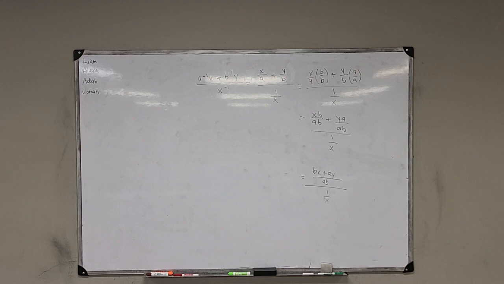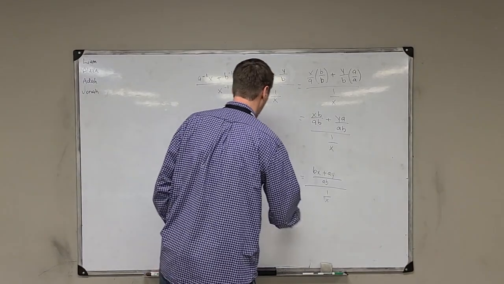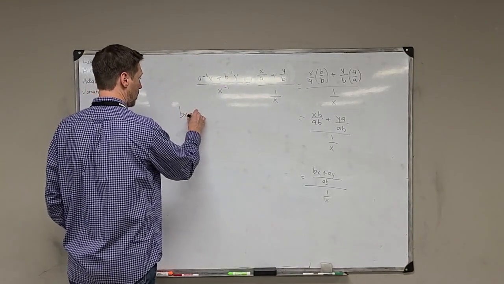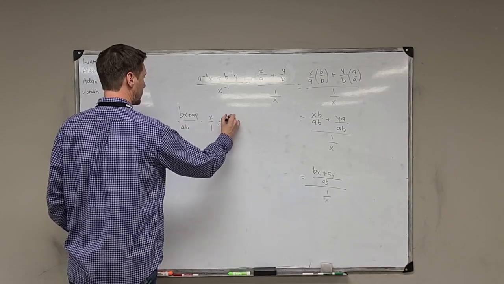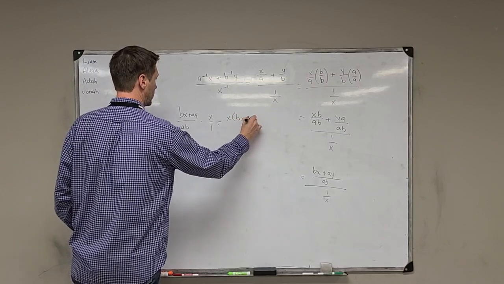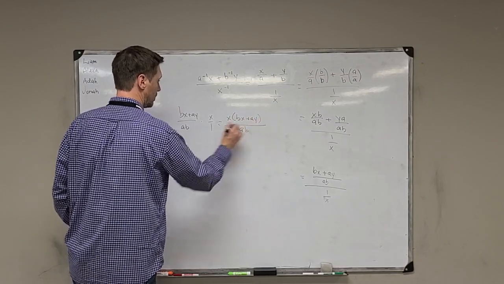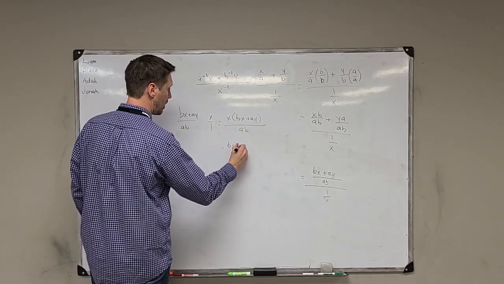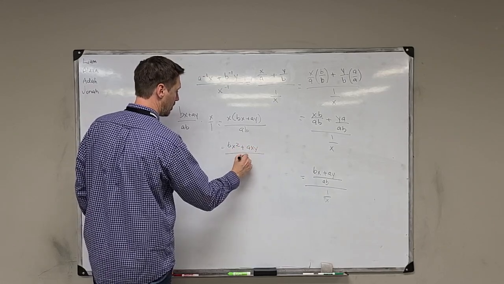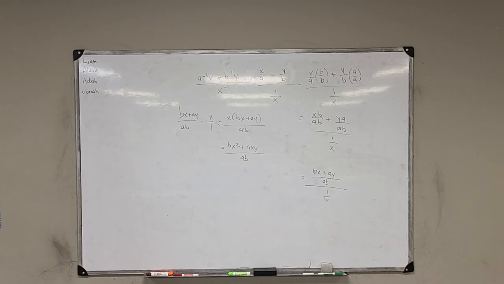Divide. Well, I've got a fraction on the bottom. So if I want to divide by that fraction on the bottom, my final step is to multiply by the reciprocal, right? So I want to move it up here so we can all see it. bx plus ay over ab times x over 1, right? So I get x times bx plus ay over ab. And then I can distribute through and get that the final answer would be bx squared plus axy over ab. Does that make sense to you guys?